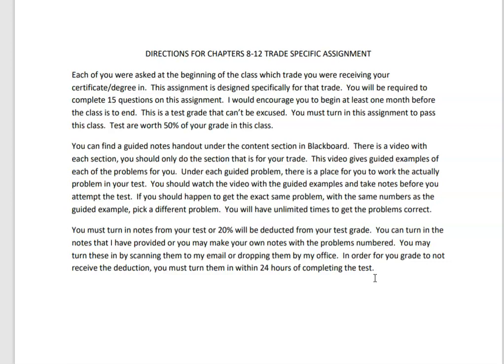You can turn in the notes that I have provided you, or you may make your own notes with the problems numbered. You may turn these in by scanning them to my email or dropping them by my office, or you could bring them to class. In order for your grade to not receive the deduction, you must turn them in within 24 hours of completing the test.